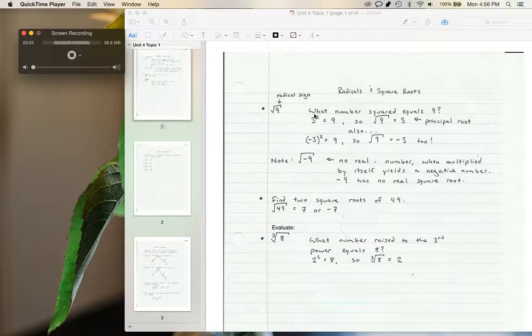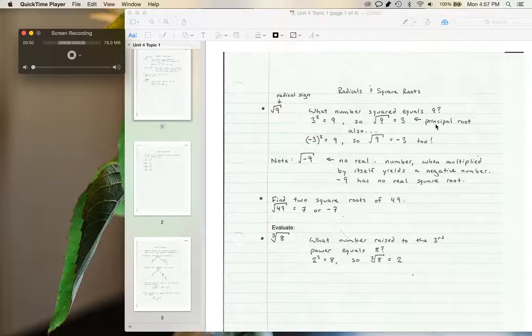The question here is, what number squared equals 9, or whatever number is under the radical sign? So in this case, what number squared equals 9? Well, I know that 3 squared equals 9, so the square root of 9 must equal 3. This positive number, this square root that we found, we call the principal root. The positive square root is the principal root.